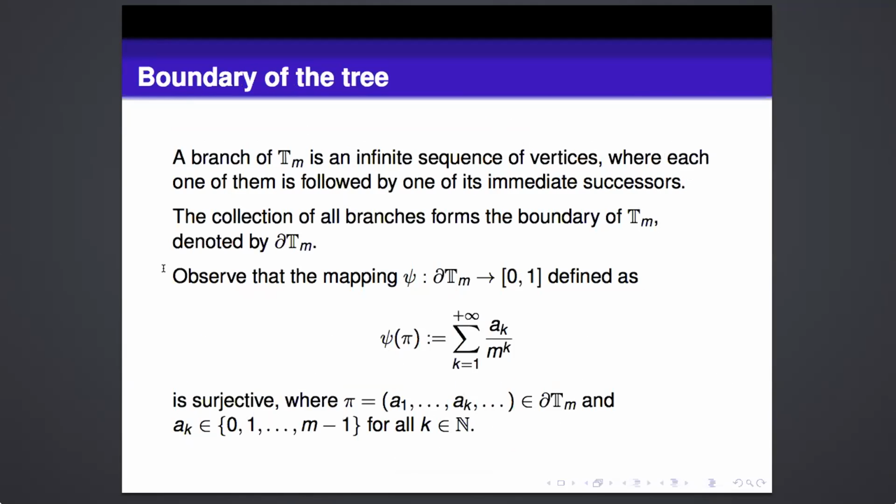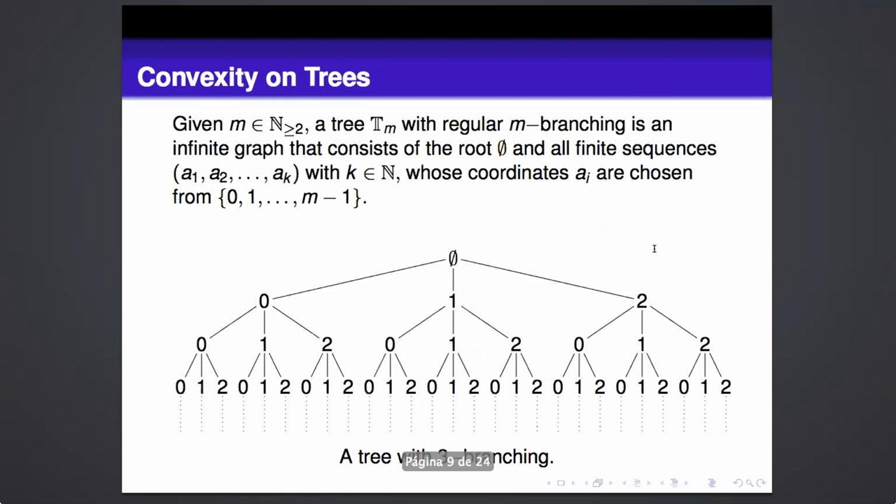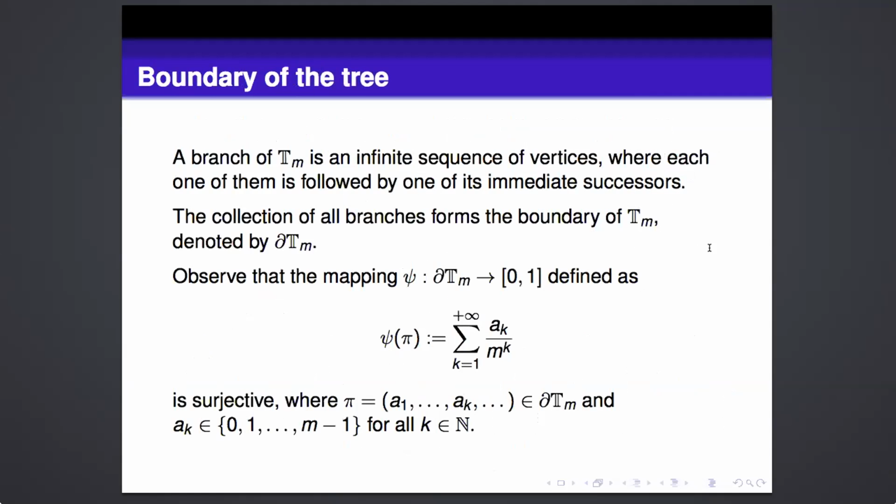And associated with this branch of the tree, I can provide a number in the interval between 0 and 1, just taking the expansion in basis 3. For example, if we are talking about the ternary tree, you take the number that begins with 0, 1, 0, 2, 2, 1, etc. And this provides you a number in the interval between 0 and 1.